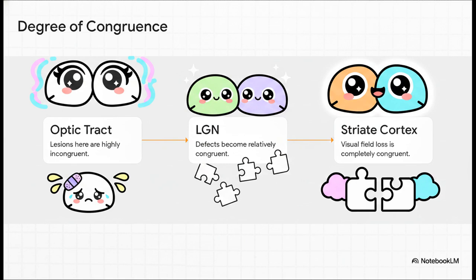But how do we know exactly how far back that lesion actually sits? Is it in the optic tract, the radiations, or all the way back in the cortex? Well, the secret key here is congruence, which just means how identical the defect's shape is between the two eyes. It's a pretty simple scale, really. The further back into the brain the damage occurs, the more perfectly identical, or congruent, the visual field loss is. Optic tract lesions, highly incongruent. By the time you reach the lateral geniculate nucleus, they're relatively congruent. And if the defect is completely identical in both eyes, you are definitely looking at a lesion all the way back in the striate cortex.